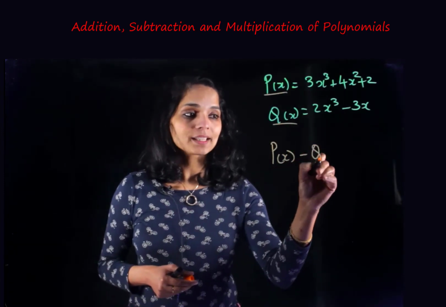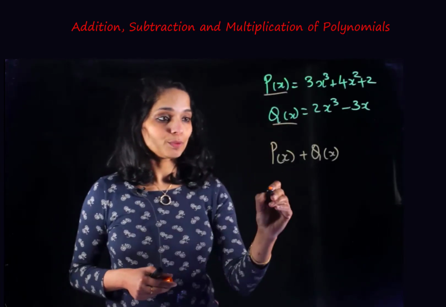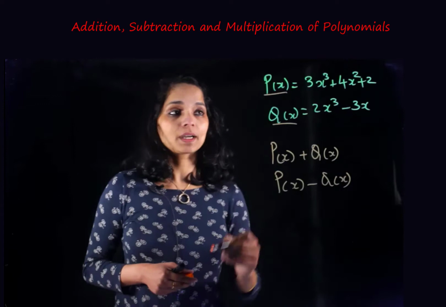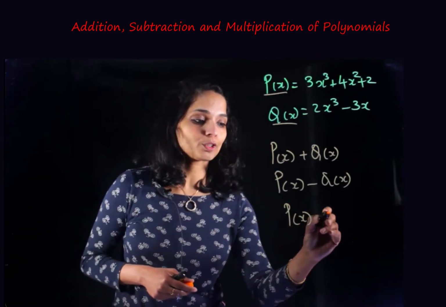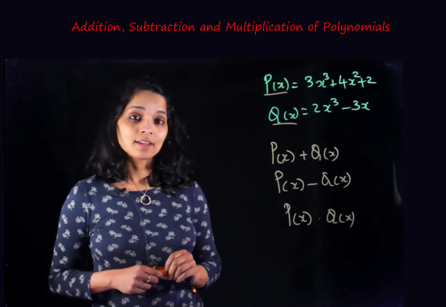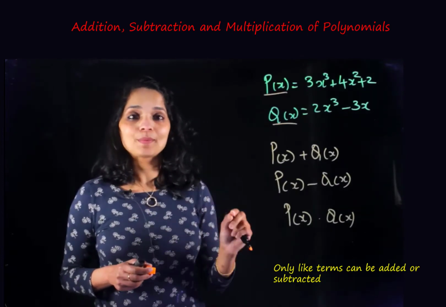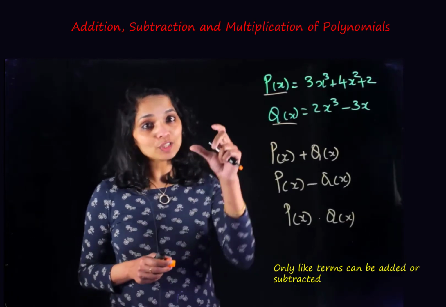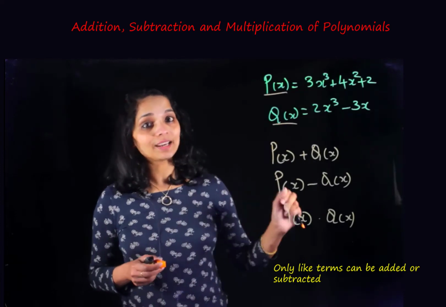Let's find p(x) plus q(x), the sum of these two polynomials, the difference of two polynomials, p(x) minus q(x), and the product of these two polynomials. Let's do the addition and subtraction first. When we add or subtract, the main thing we should remember is only like terms can be added together. So first we need to collect the like terms together and then we can perform the addition and subtraction.